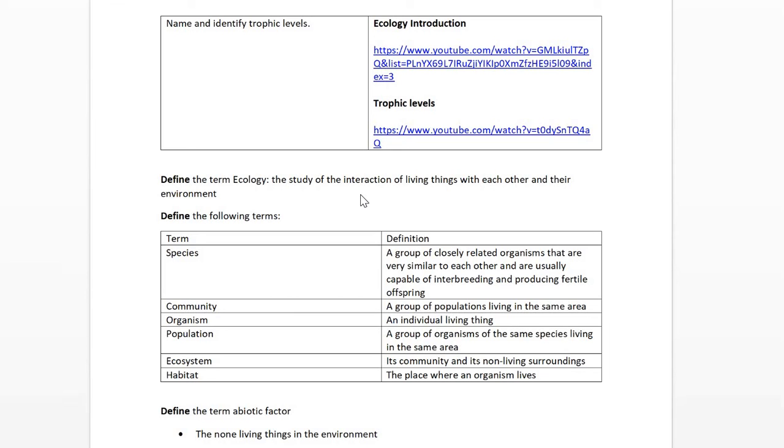Community is going to be a group of the living things in a particular area, all the animals, all the plants, all together as a community. Organisms are the individual living things. Populations are the groups of particular organisms of the same species in the same area. The ecosystem will be all the abiotic and biotic factors, so the community, all the animals and plants in that, and all of the non-living factors that make that up: the light intensities, the temperatures, the rainfall, all of that. And the habitat is the place that everything lives.